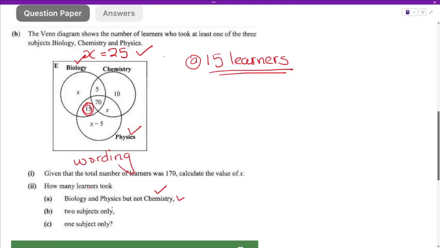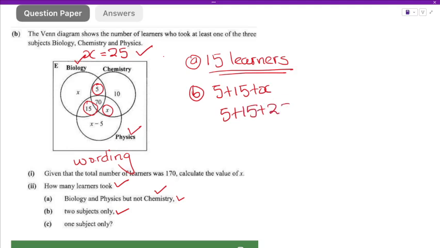And then the next one says, how many learners took two subjects only? Which ones are those? Two subjects only, we have 5 there, 15, and x. So B is equal to 5 plus 15 plus x. What is the value of x we found? We found 25. So where there's x, I put 25. And then I add: 5 plus 15 is 20, plus 25, that should be 45. 45 what? We're dealing with learners, so 45 learners, and you are done. Okay, we go to the next one.